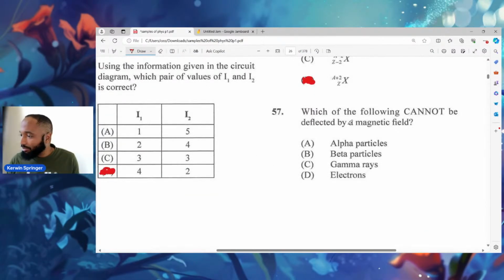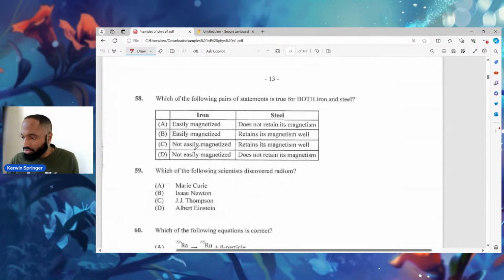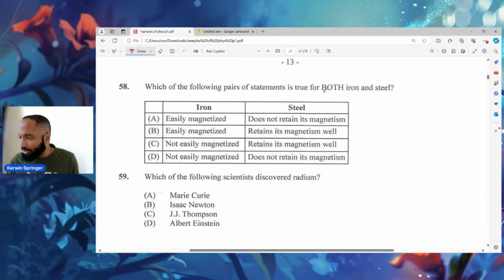Which of the following cannot be deflected by a magnetic field? Gamma rays, as I repeat. Which of the following pair of statements is true for both iron and steel? Easily magnetized, retain its magnetism. Well, B is good. Yeah, B is good.